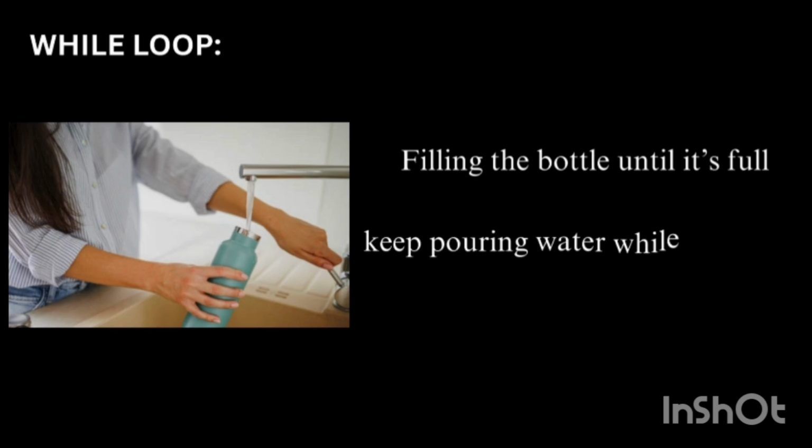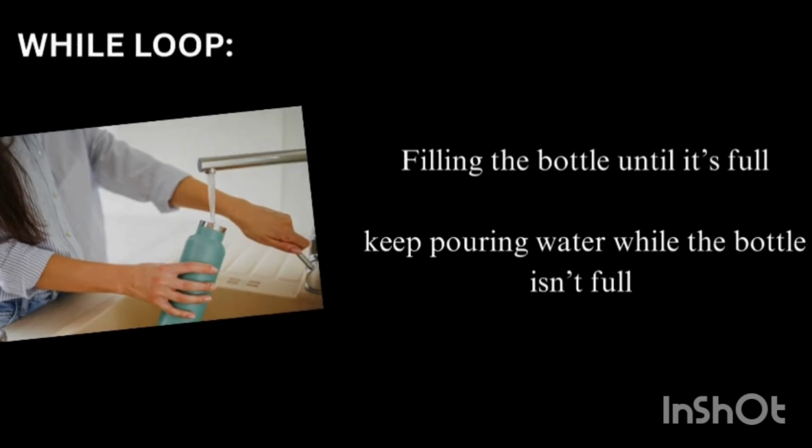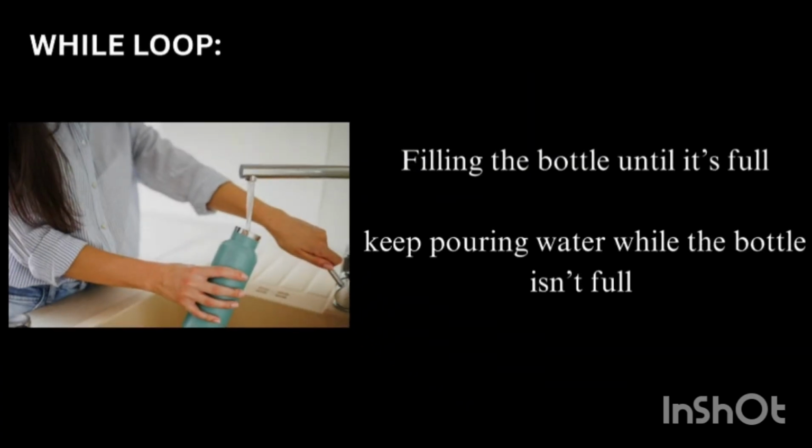The first loop is the for loop. A for loop is used when we know in advance how many times we want to repeat a task. Imagine climbing a staircase with 10 steps. You know you have to take 10 steps, so you repeat the action exactly 10 times. That's what a for loop does. It runs the loop for a fixed number of times.